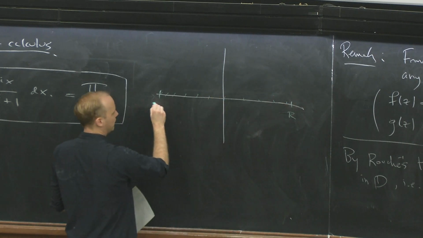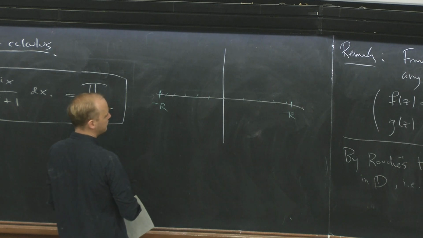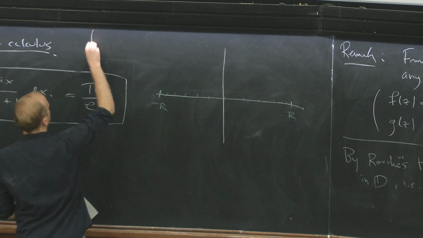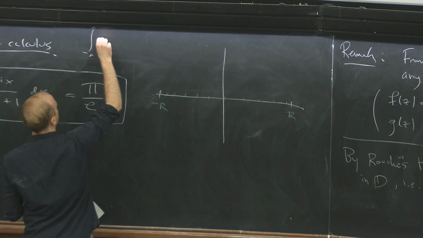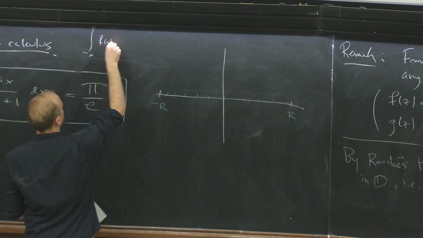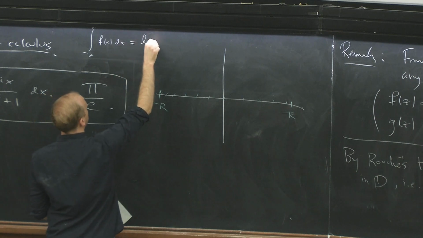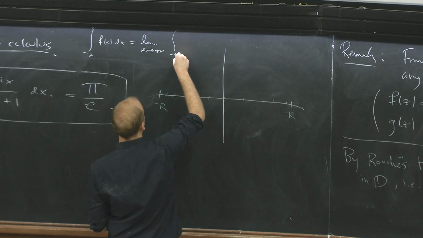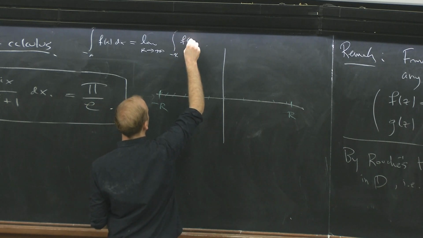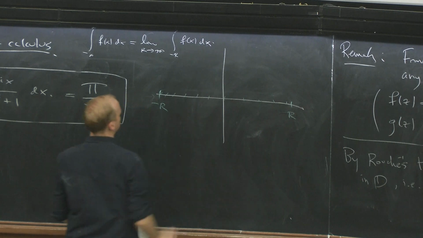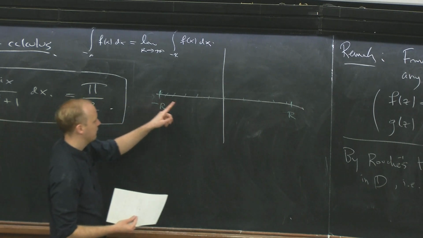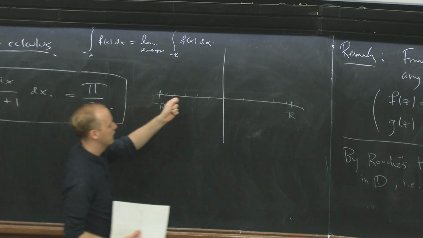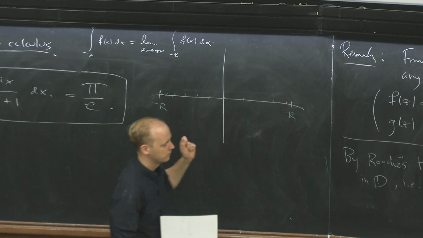This is r. This is minus r. And then, you remember that the integral from minus infinity to infinity of some f is defined as the limit as r goes to plus infinity of the integral from minus r to r of f of x dx. So we want to look at some function which coincides with the integrand here on the interval minus r to r. Okay?